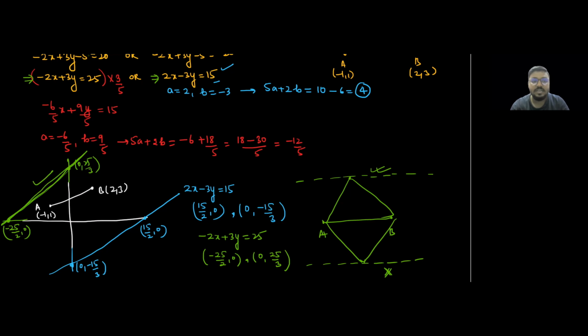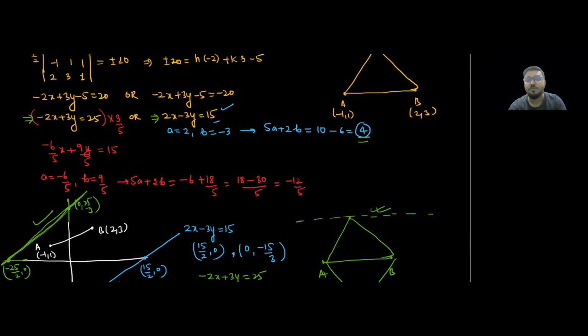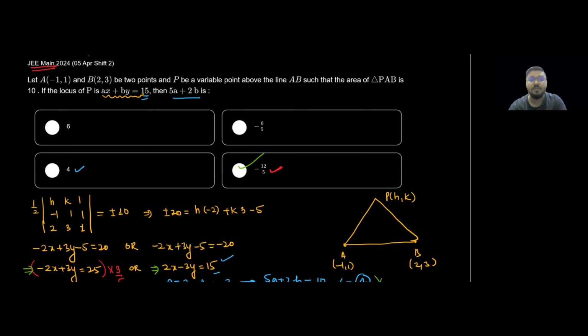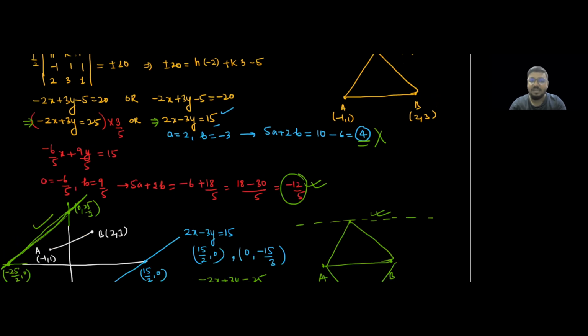So definitely this is the correct one, the desired one according to the question, and this is not the one. So from here we got 4, which will not be the correct answer. From here we got -12 by 5, which will be the correct answer. So actually the correct answer is only -12 by 5 and not 4. So yes, the question they gave is correct with the options. Options were also correct. It's a single correct question only. So this was a very nice question from JEE Main.